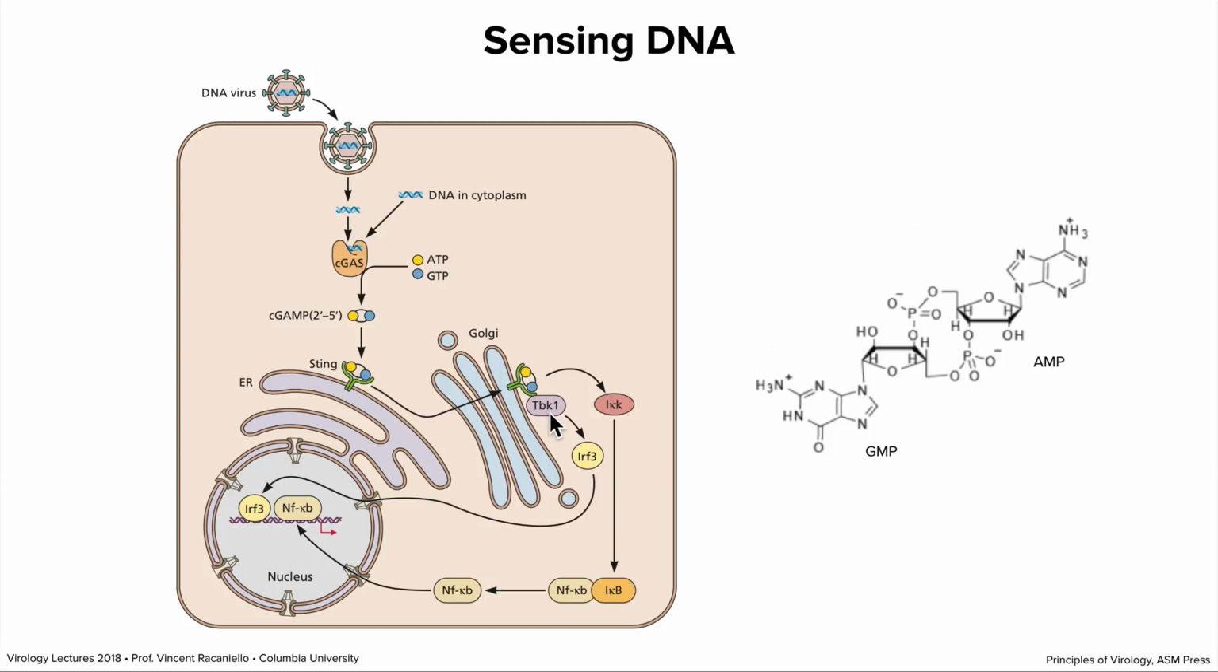These proteins end up phosphorylating IRF3, for example, which then forms a dimer and gets into the nucleus. IRF3 then binds promoter regions in order to activate transcription. And here we have phosphorylation of a subunit of NF-kappa B, leading to release of NF-kappa B and entry into the nucleus. It also binds the promoter region. So that's how DNA is sensed. And again, whether you're sensing DNA or RNA, the end result is transcription of innate immune genes in the nucleus.